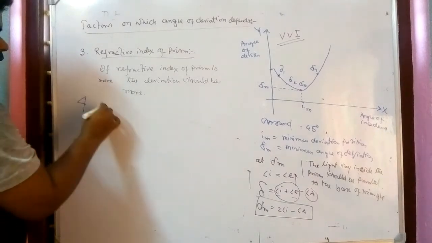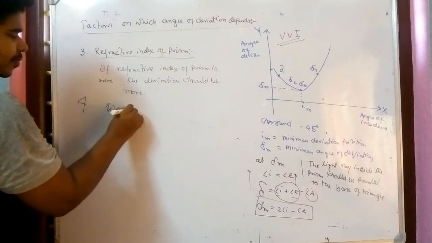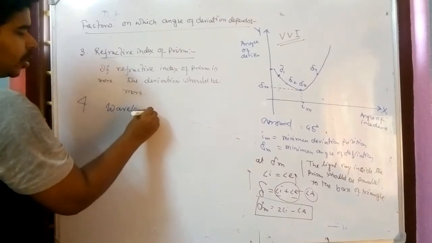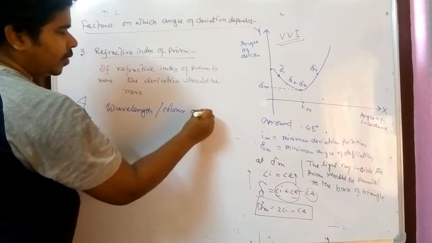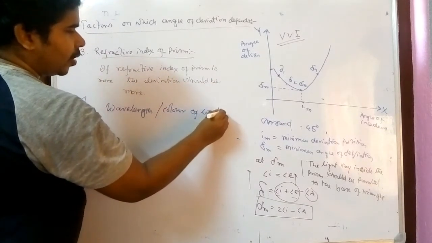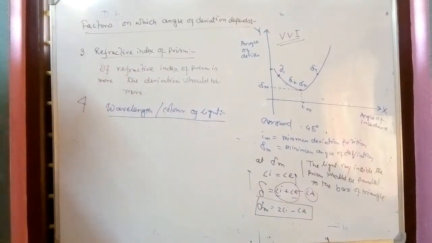Last, wavelength or the color of light. So that is also very common thing. If I have changed the wavelength, that means I have changed the color of the light, then the speed of light is changed through a medium.